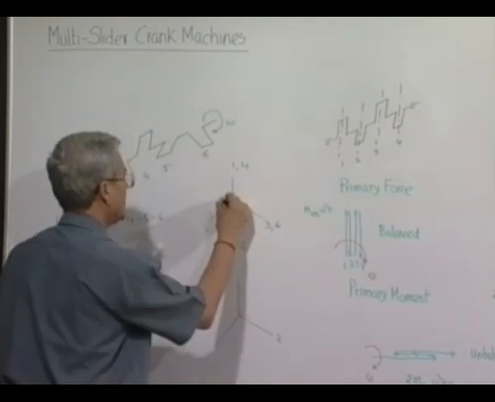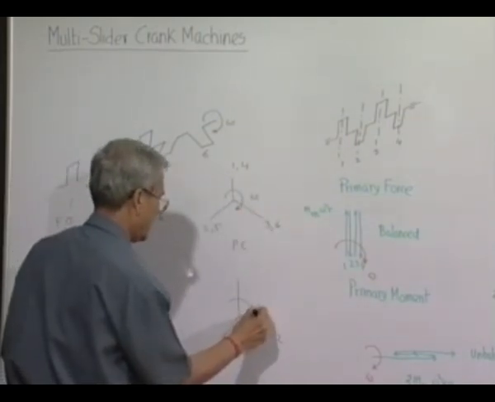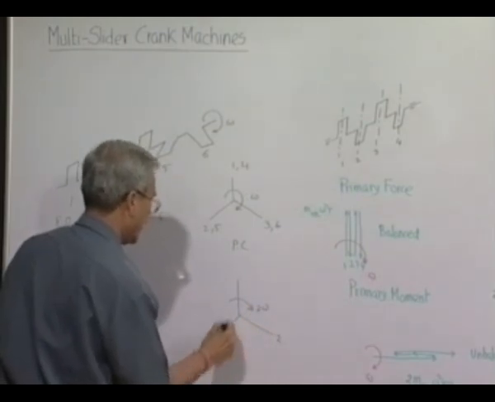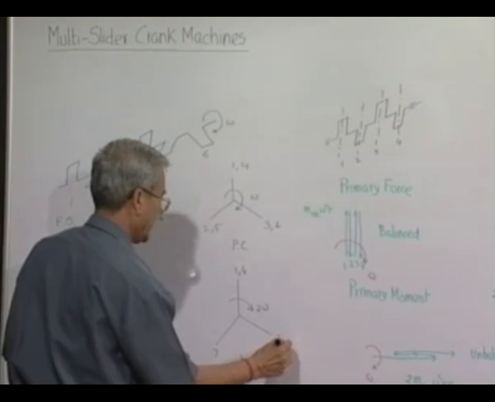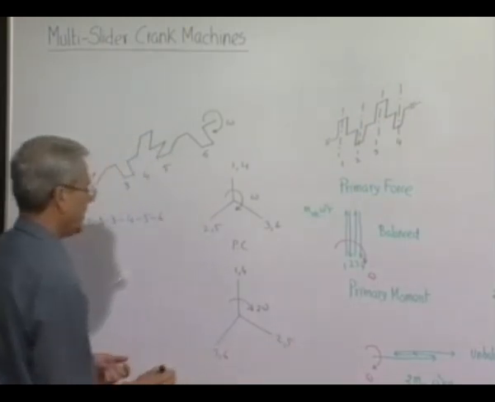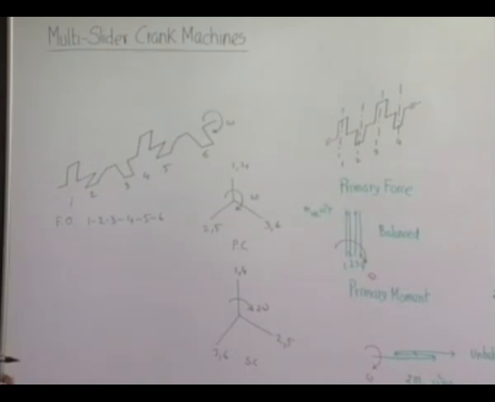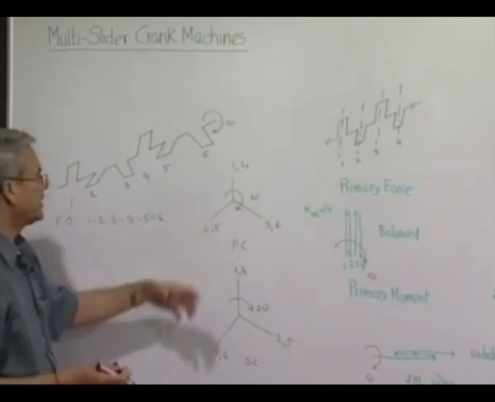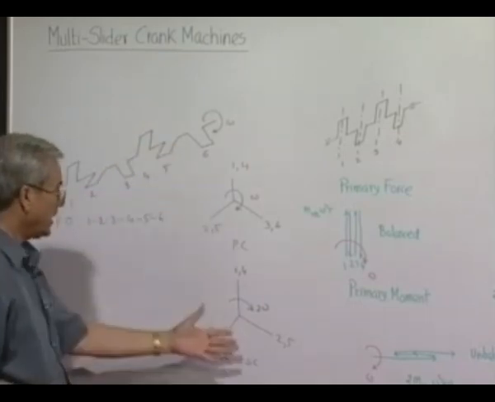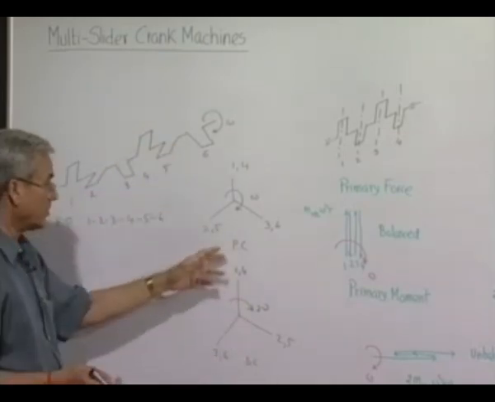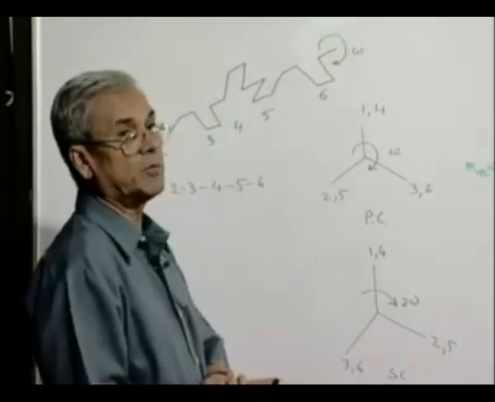So it will go in the direction of rotation. 3 will be here. 4 will be again here. Then 5 will be here and 6 will be here. So this will be the secondary crank. So you can see that if we place masses at the crank pins, the primary forces will all balance because they are symmetrically placed. Secondary forces will be all balanced as they are also symmetrically placed. But primary moments and secondary moments may not be balanced.